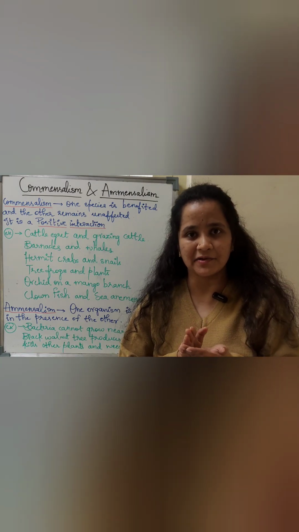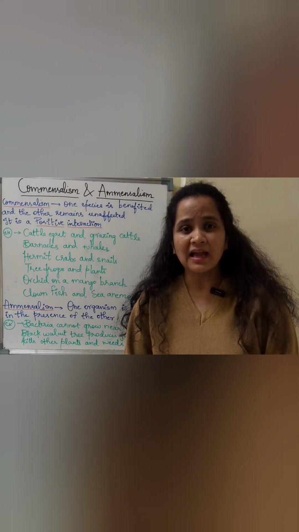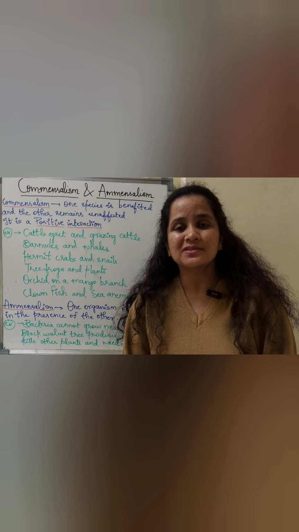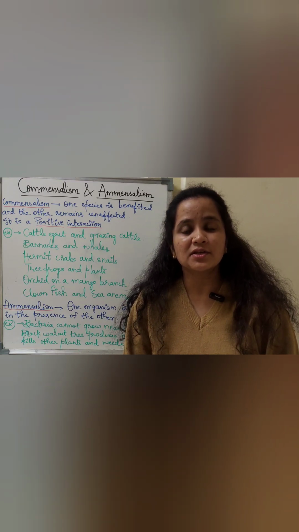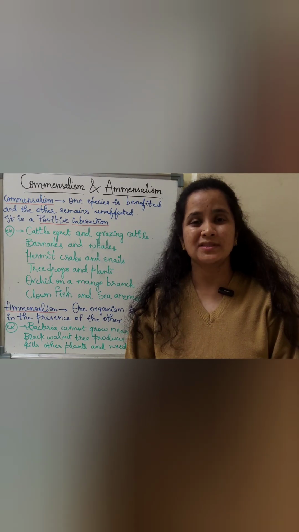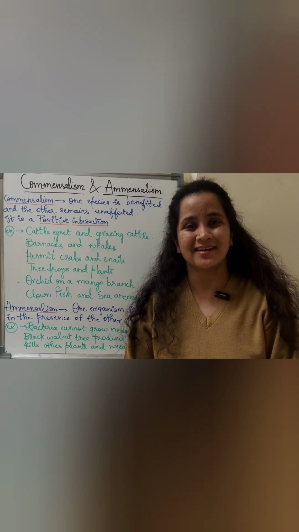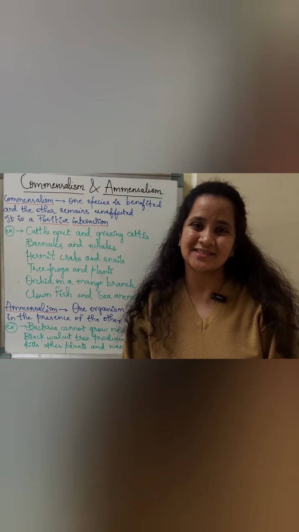One more example to understand this is a black walnut tree which produces a compound called juglone. Juglone is toxic to humans as well as the other plants and weeds. With this we are concluding population interactions and we are also ending organisms and populations chapter.